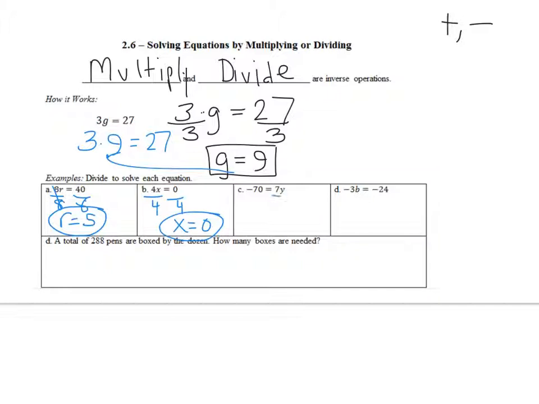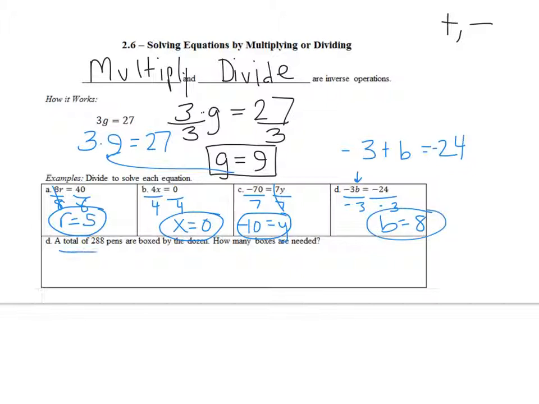Next one, we're going to divide both sides by 7. Because 7 is in front of the y, these two cancel out. Negative 70 divided by 7 is negative 10. We're going to get rid of the negative 3b. Now, it's not negative 3 plus b. If it was negative 3 plus b, we would add 3 to each side. There's no space, so it's multiplying. So we're going to divide both sides by negative 3. So b equals 8 is the answer.